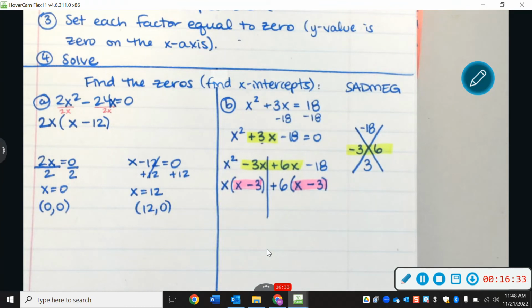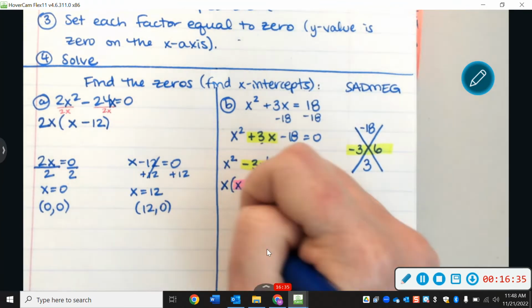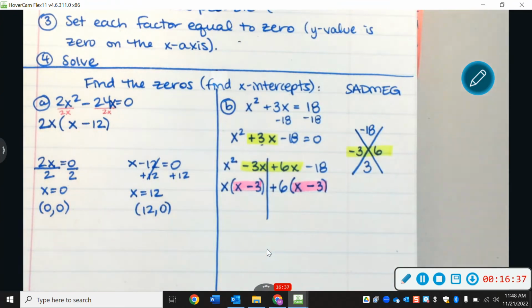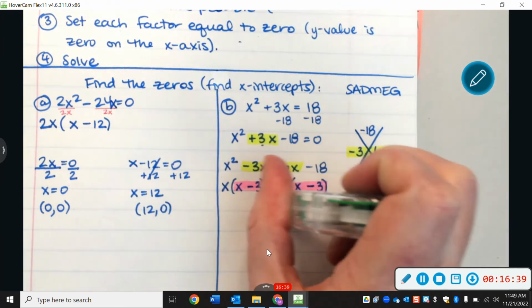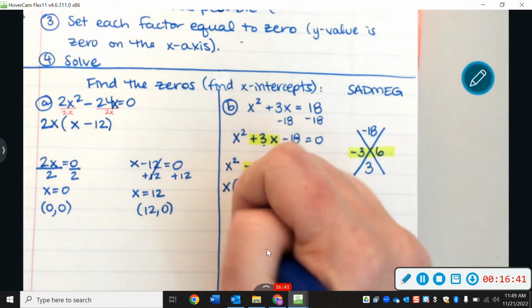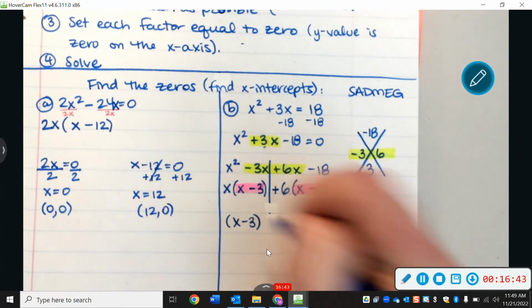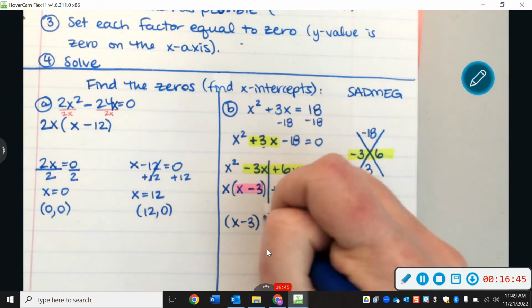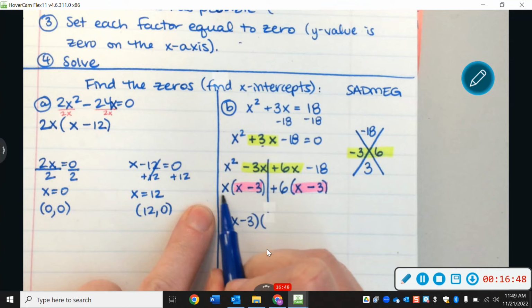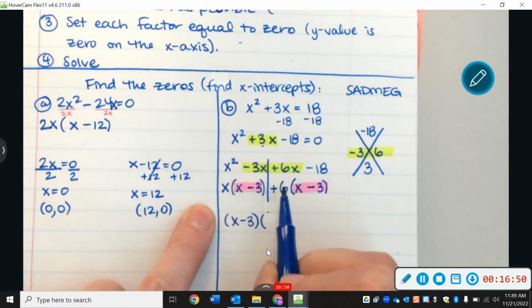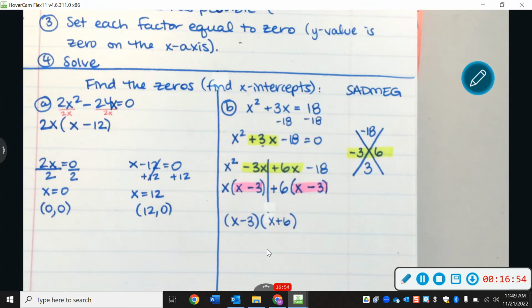So our factors for this equation, one of them is going to be x minus 3. It's that part that's the same in the parentheses for both of them. My other factor is going to be the GCF from each side put together. So x and positive 6. That's my other factor.